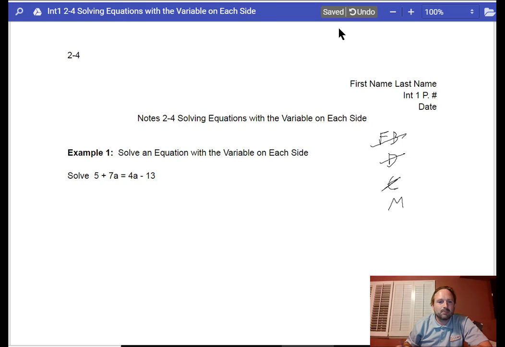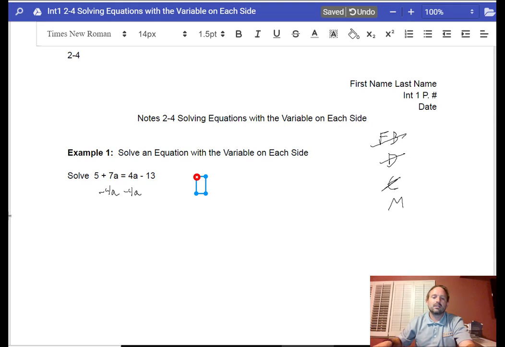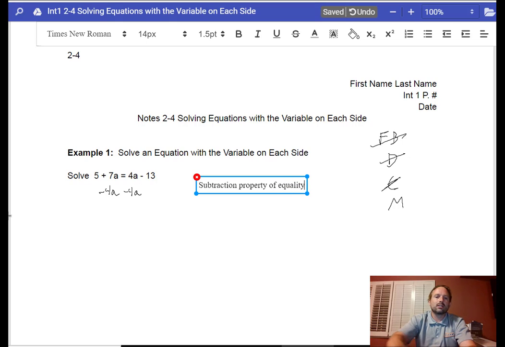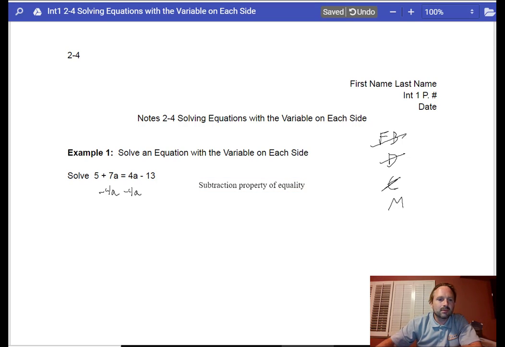Move the smallest variable. So just move the smallest variable to the other side. So we have 7a and 4a. Now, I'm going to move the 4a to the other side, so I'm going to subtract by 4a. And so this is called the subtraction property of equality. Okay, next up. So now I'm going to write out, simplify it. I get 5 plus 3a is equal to negative 13.